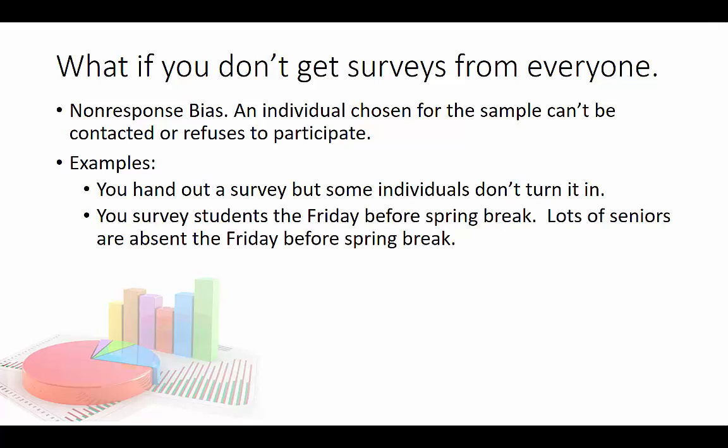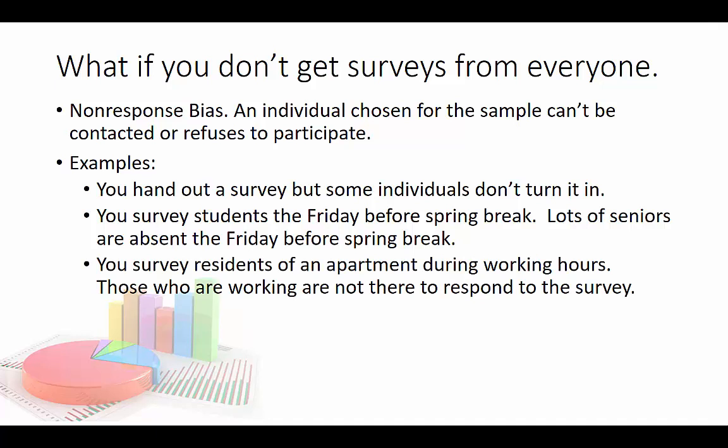Say you survey students the Friday before spring break. Well, I'm going to tell you right now, lots of seniors are absent the Friday before spring break. Not that I approve, and I don't. So you would be missing a lot of seniors. You could survey residents of an apartment during working hours, in which case you would miss the people who are at work and can't respond to the survey. Now, if you get people who don't refuse, and you believe your sample's still representative, then maybe you won't suffer from this bias.